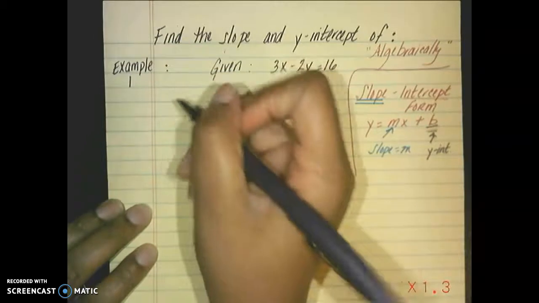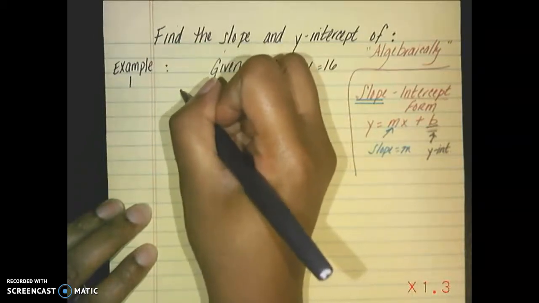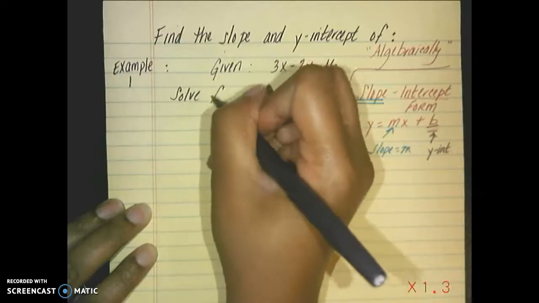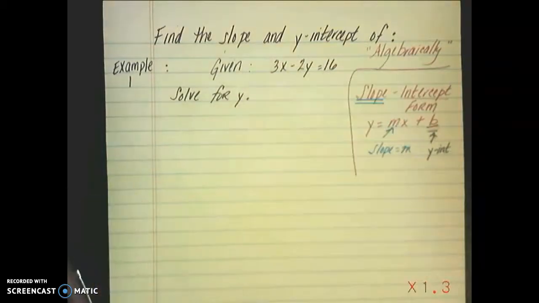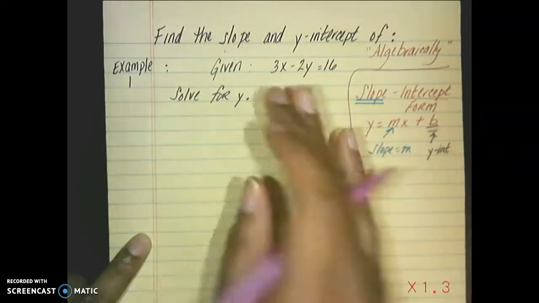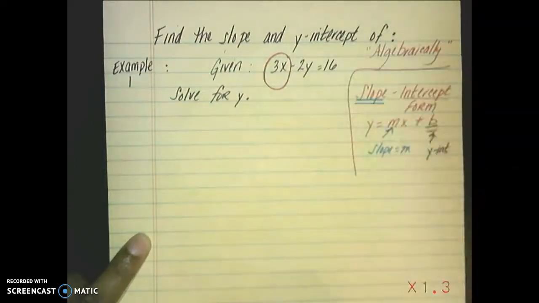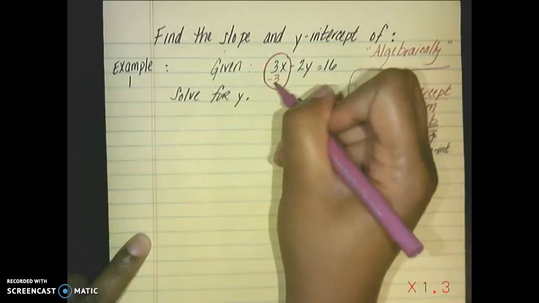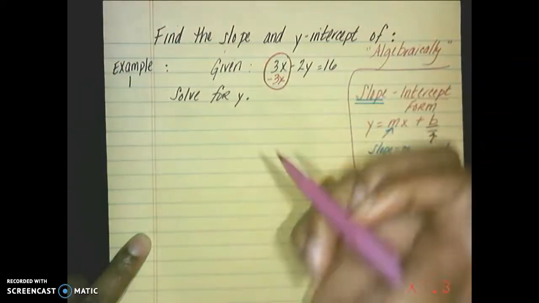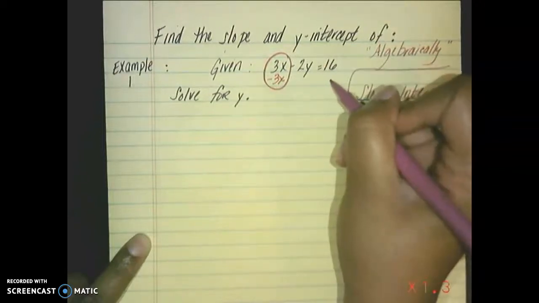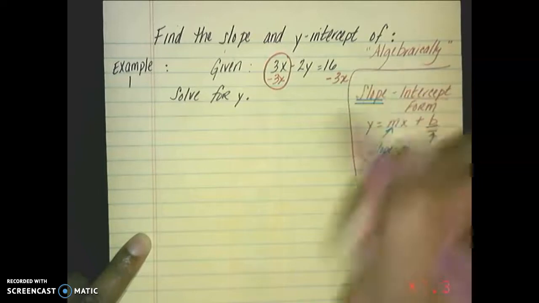So the first thing in this case is that I am going to solve for y. These are all things that should pop up when you see something like this. So let's go ahead and get started. Given what I have here, 3x minus 2y equals 16, if I want to get y by itself, the first thing I need to do is create a 0 with 3x so that it goes away. The only way to do that is to subtract 3x. And we wouldn't be being fair if we only subtracted 3x on the left, so we're also going to subtract 3x on the right.